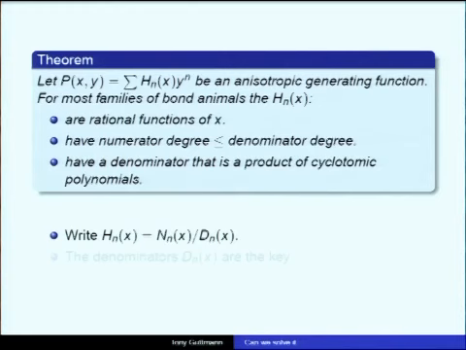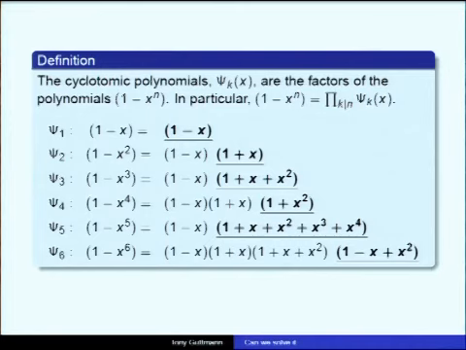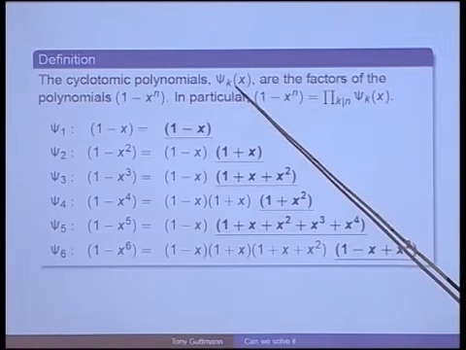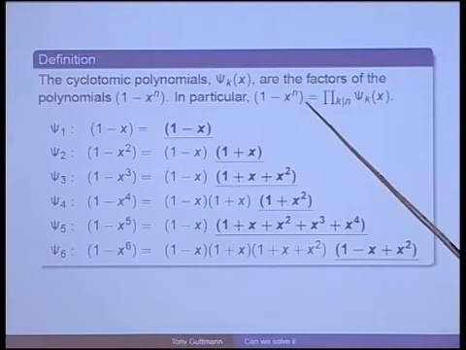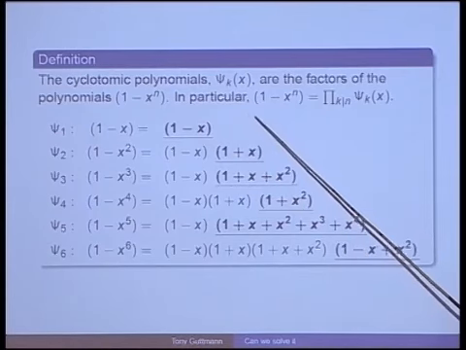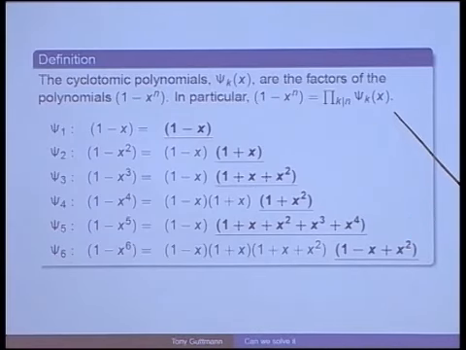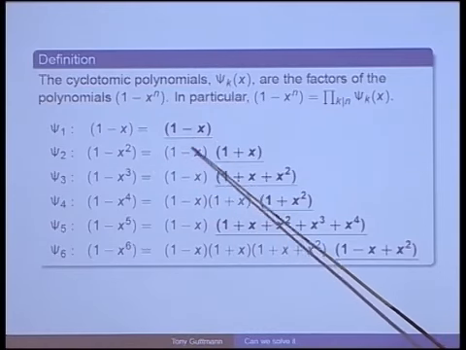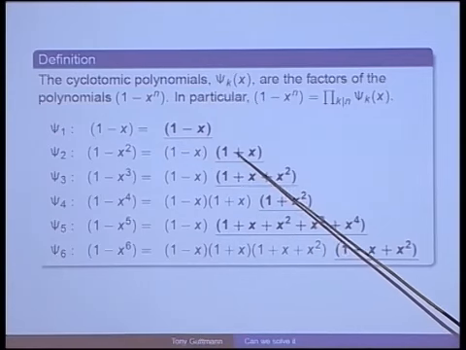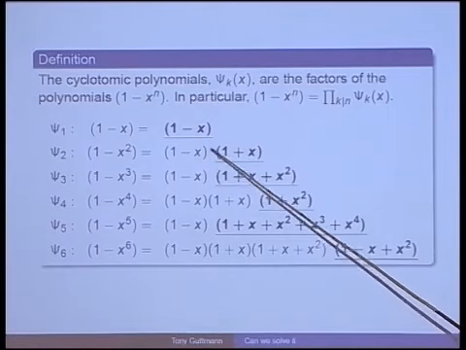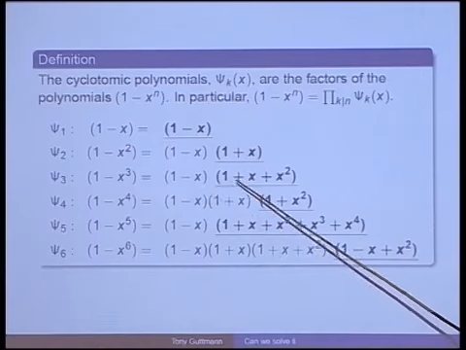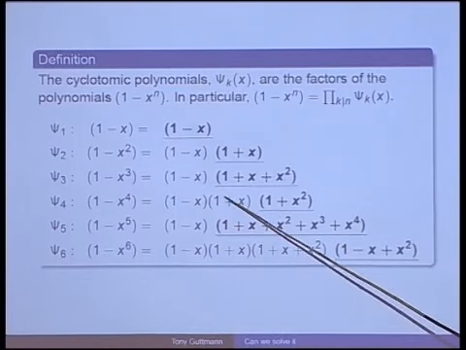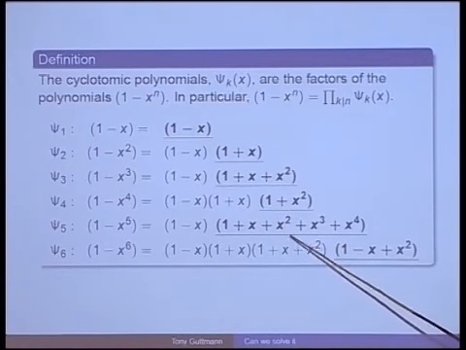So if we write h_n as a rational function like this, the denominators are the key to the singularity structure, of course. And the cyclotomic polynomials, just to define that for those of you who have forgotten, the cyclotomic polynomials psi_k(x) are the factors of the polynomials 1 minus x to the n, and in particular we write 1 minus x to the n as the product of cyclotomic polynomials psi_k, where k is a divisor of n. So psi_1 is 1 minus x, 1 minus x squared can be expressed as the product psi_1, psi_2, 1 minus x cubed as psi_1, psi_3, 1 minus x to the fourth as psi_1, psi_2, psi_4, and so on, psi_5, psi_6.